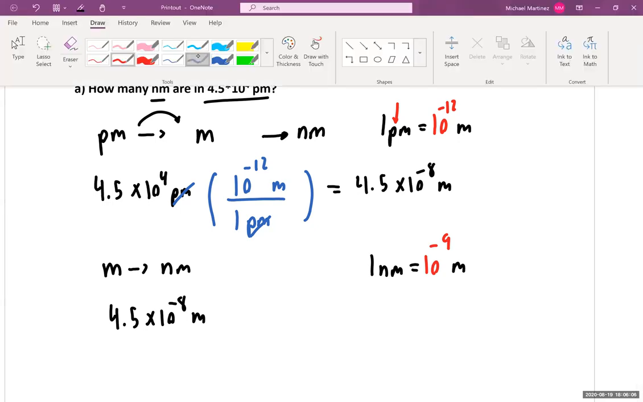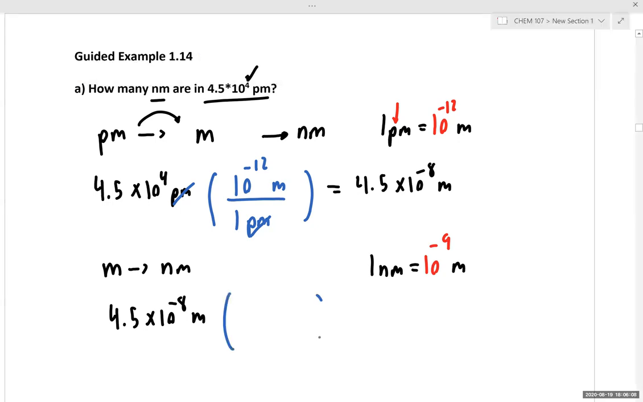Okay, so now that we have this ratio established, if we're going to nanometers, what units go on top? Yep, so we'd want nanometers on top. So 1 nanometer, and then we're going from meters, so we put our meters on the bottom. So we have 10 to the negative 9th meters on the bottom.